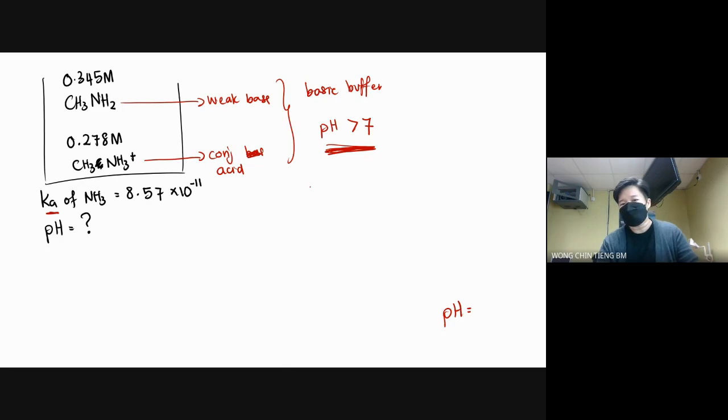And then, you already know the formula. You basically already know the formula. pKb plus log concentration of your conjugate acid over the concentration of your weak base.